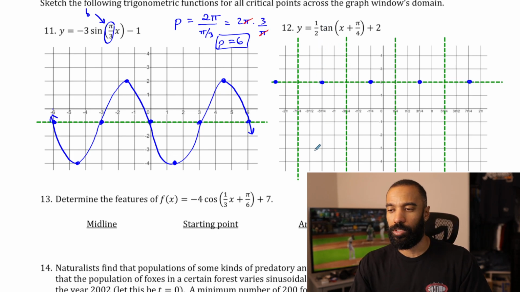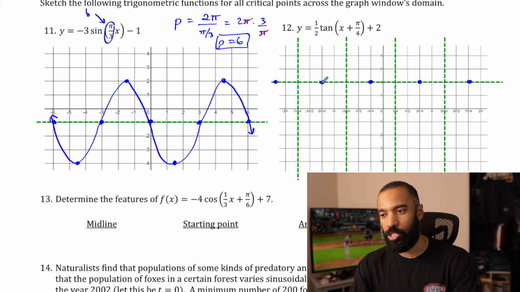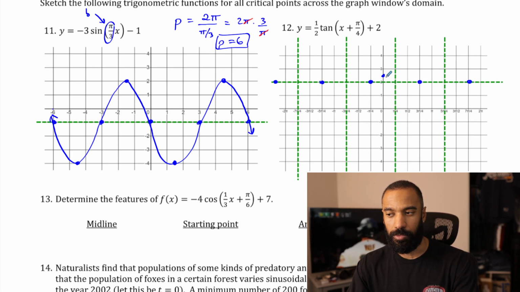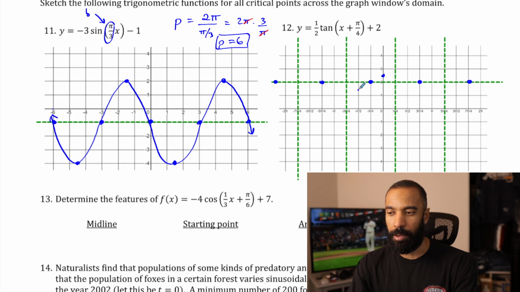So what happens in between? Well, tangent has this nature of crossing through. And right in between here, tangent of pi over 4 is 1, and tangent of negative pi over 4 is negative 1, like that. But now we have an amplitude of 1/2, or a stretch factor of 1/2, which means instead of going 1 up, as we are, by the way, this isn't just 1 over, it's right in between the midline point and the asymptote. So we're going to go halfway up and halfway down.